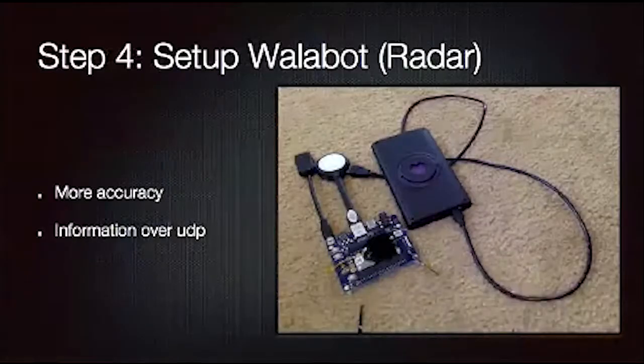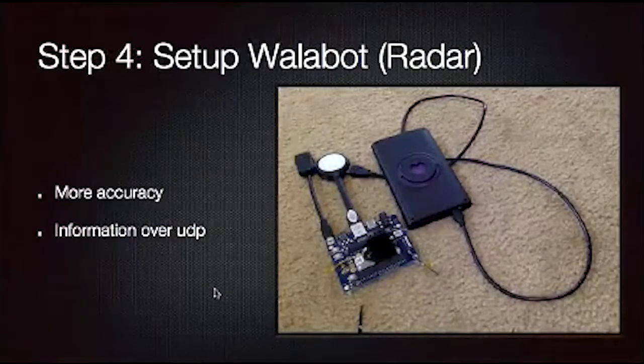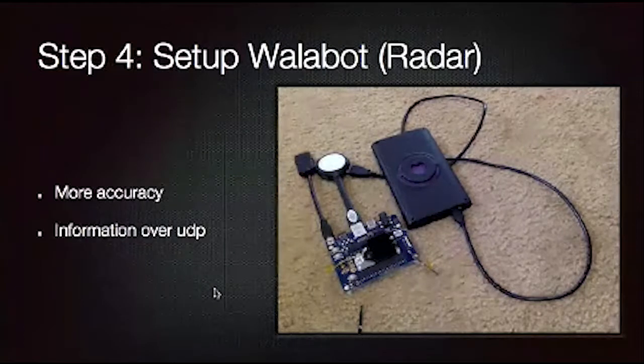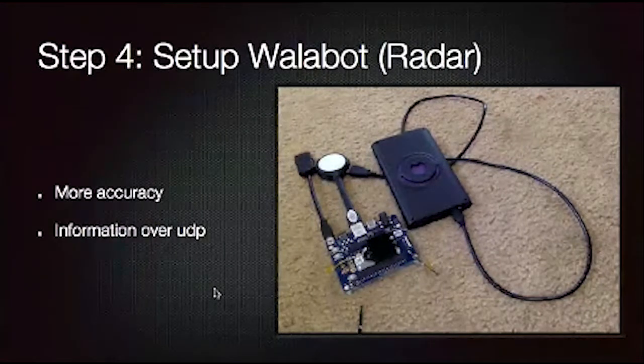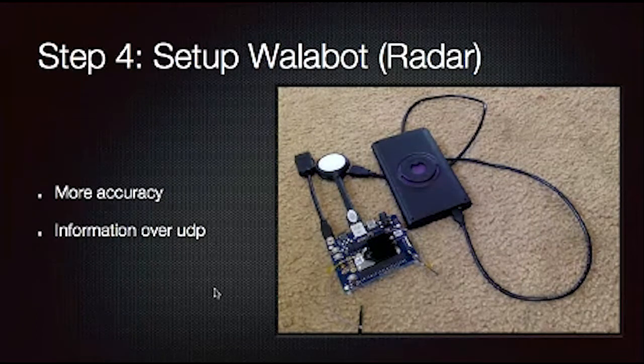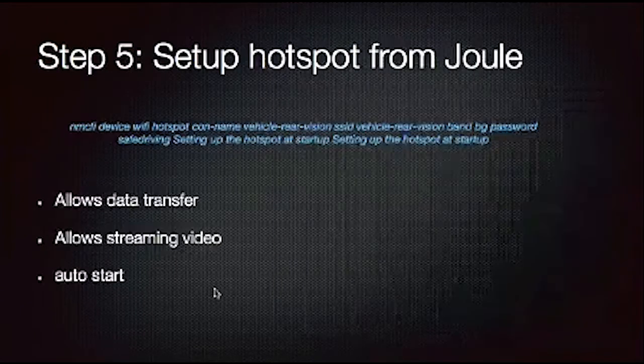Step number 4, set up the radar. Using a radar, you will have a lot more accuracy out of the device than the camera. Like earlier from the demo, you can see I can get it up to around 20 to 30 centimeters accuracy. How we're going to communicate is through a UDP port. We're going to transfer it through sockets directly into the Android or any other device. I'm actually using a Mac to test that out.